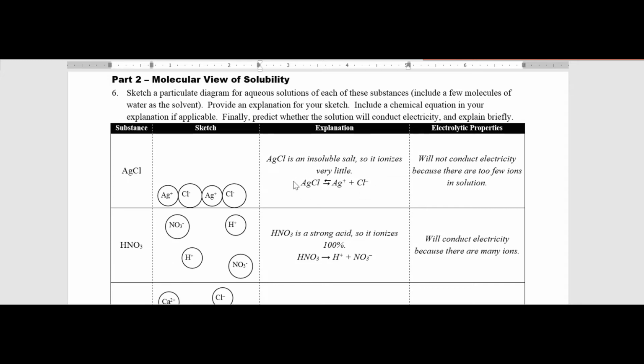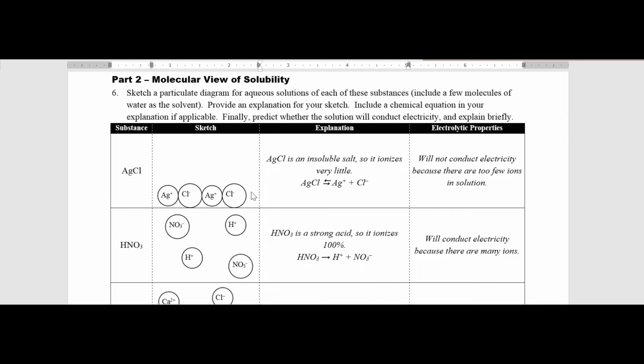Your equation for this is they break apart a tiny amount, right? They're insoluble, so they're not going to break apart very much, but sometimes they do. And so we're going to say that silver chloride, back and forth arrows, silver plus chloride minus, right? And if you wanted to, you can even make the arrow going back towards the silver chloride, going back this way to the left, bigger, and then the one going to the right really tiny.